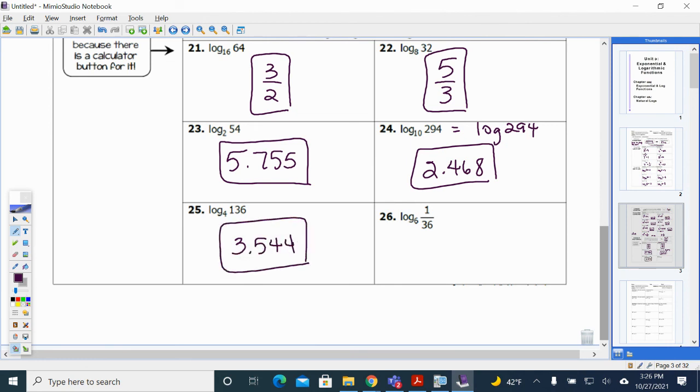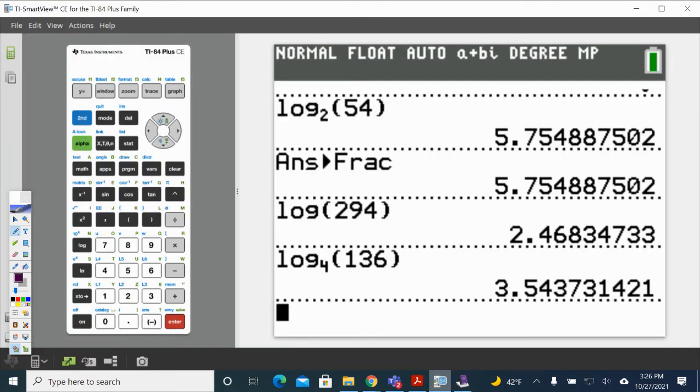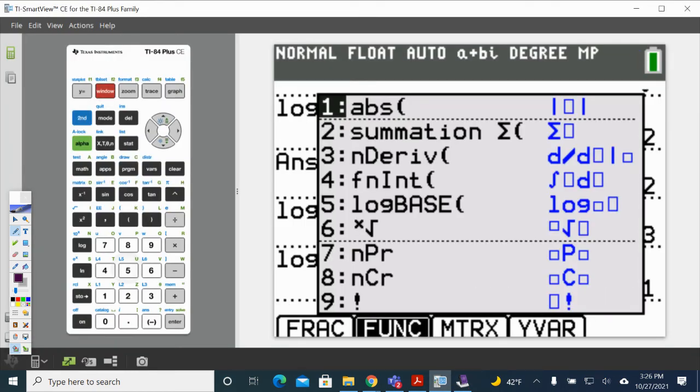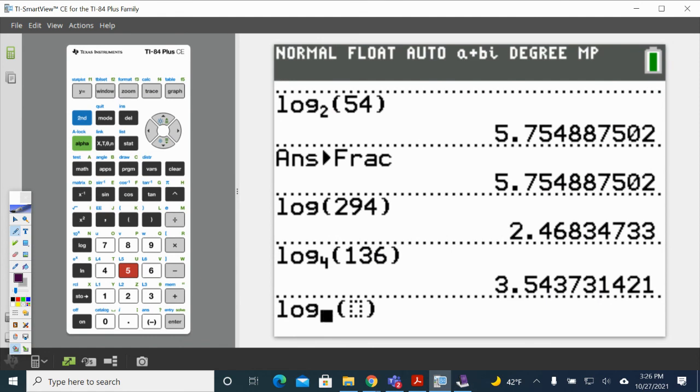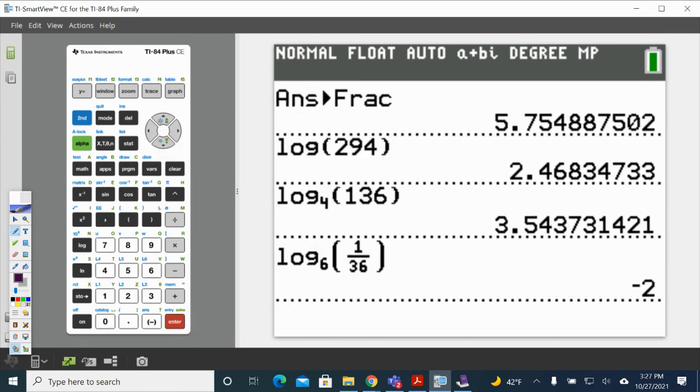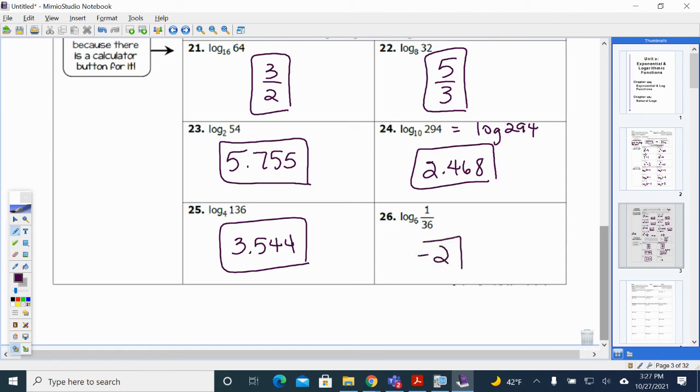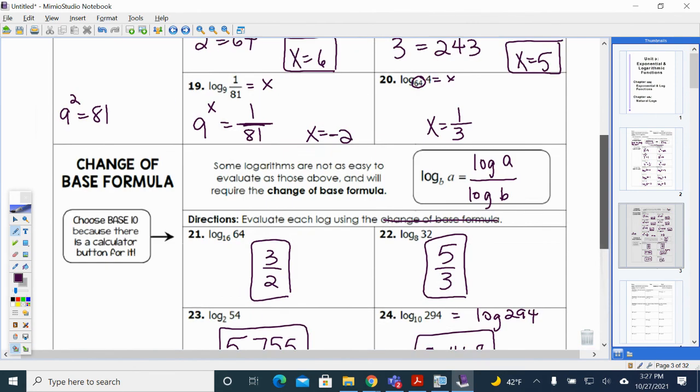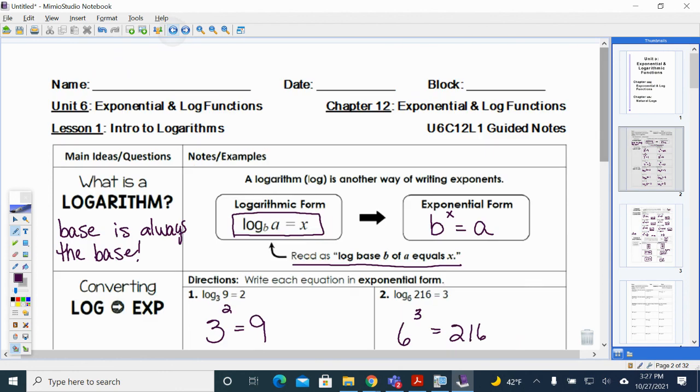And log base 6 of 1/36, alpha window, number 5, log base 6 of, I'm going to pull up a fraction, 1/36. This should be -2. And there are your notes for Unit 6, Chapter 12, Lesson number 1.